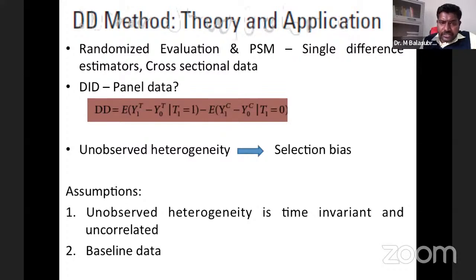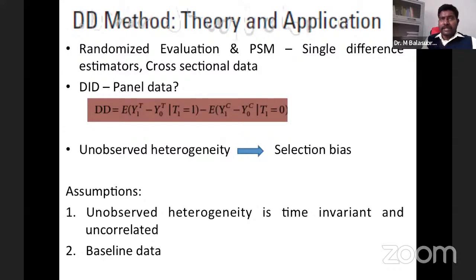Whereas the capital T indicates the technological interventions, which I have said already earlier. One indicates after the intervention, and T1 is that 0, it indicates that there is no technology intervention happened. Okay, and T and C are the treated group and the control group. Control group is nothing but the non-treated units.